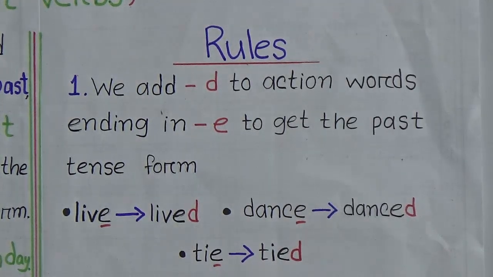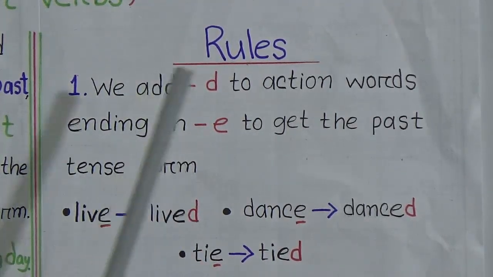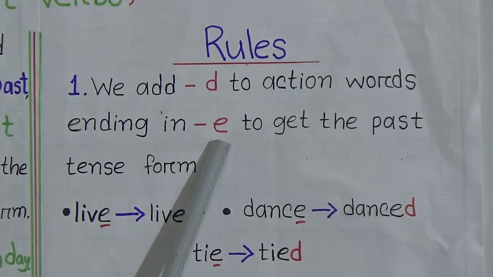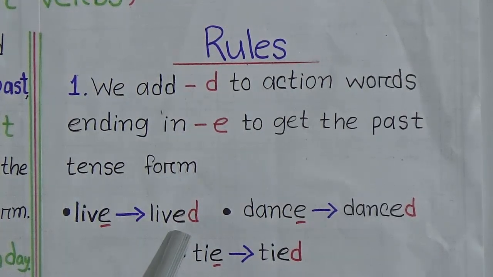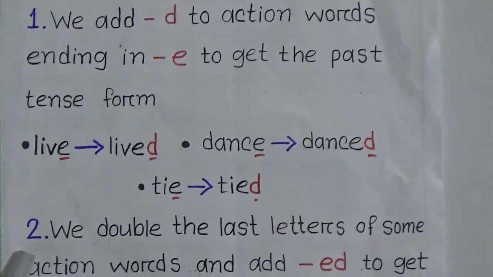And our rule is, if we find the word ending with E, we have to use D to make it past tense. So according to our rules, we add D at the end of the words. And these are called past tense. Now come to number 2.